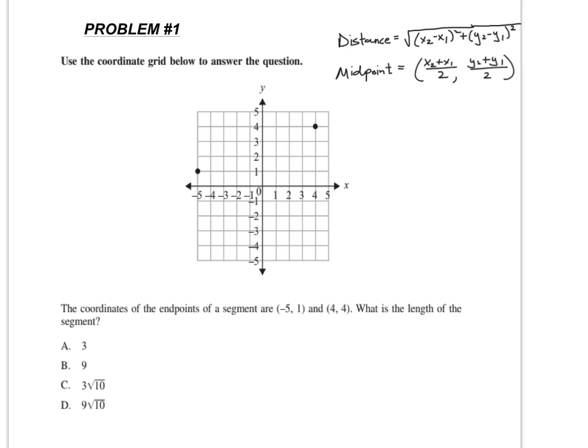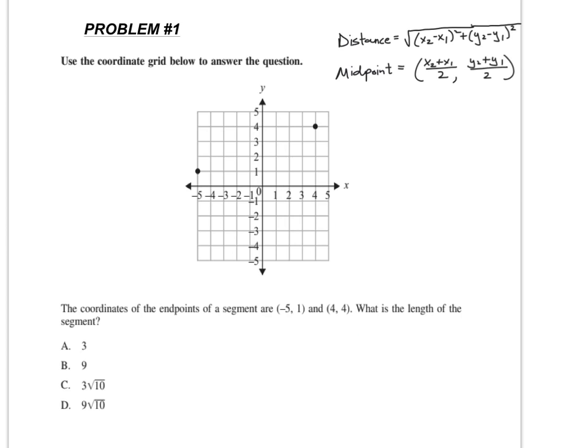Okay, now that you've paused the video, you've had a chance to take a look at it. Let's take a look at how to calculate the answer to this problem. It says we want to find the length of a segment, so we're going to be using the distance formula up here to calculate this distance, using these ordered pairs.